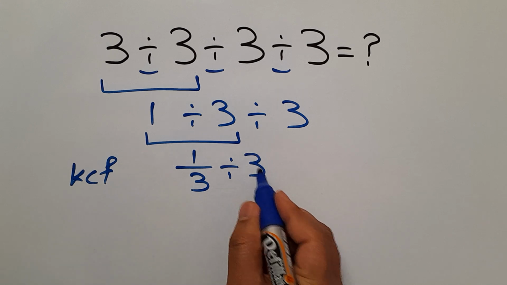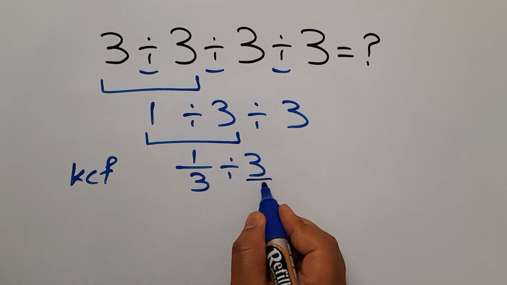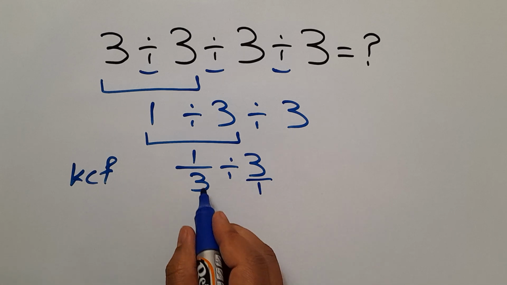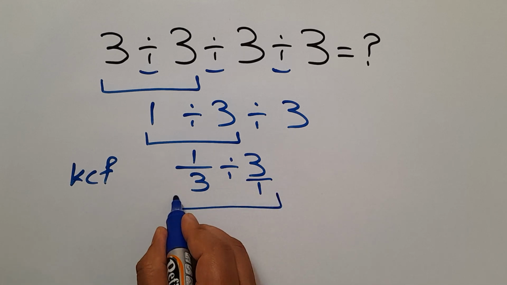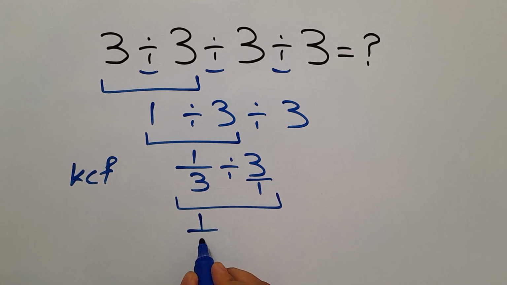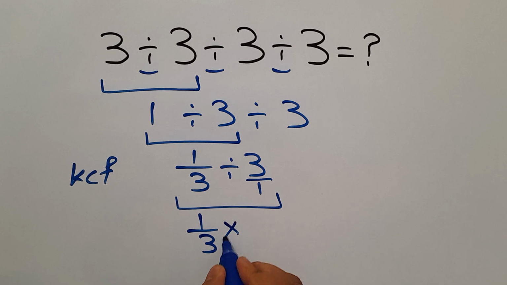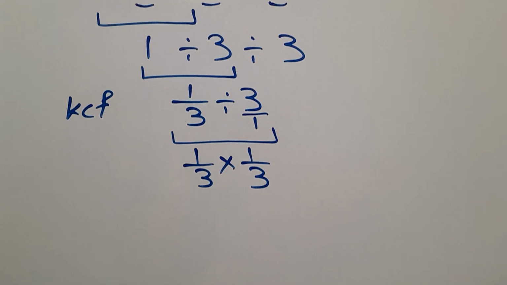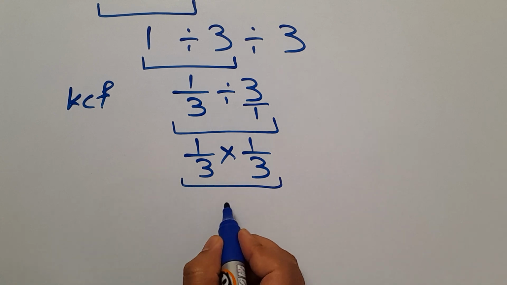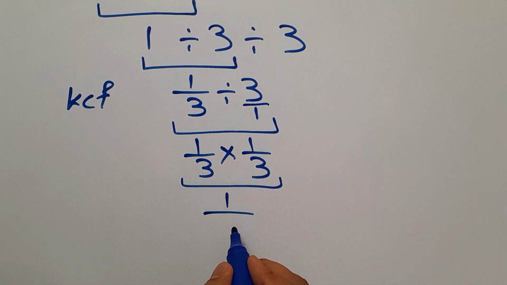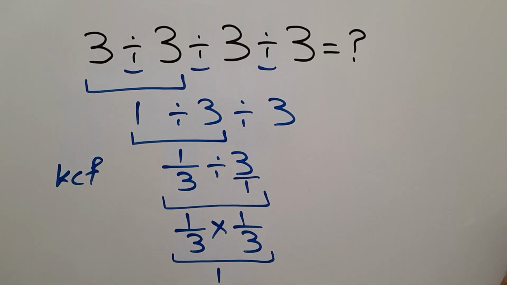Our second fraction is 3 divided by 1. So, we can write 1 over 3 times 1 over 3 and this is equal to 1 over 3 times 3 gives us 9. So our final answer to this problem is 1 over 9.